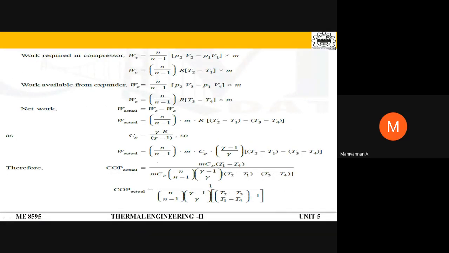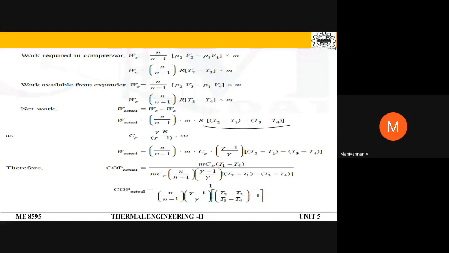We have calculated the net work done, the actual work done. We have found the compressor work, n by n minus 1, R into (T2 minus T1) into m. And similarly we have found the expansion work. Expansion work, WE, is R into (T3 minus T4). We have found compression work minus expansion work. That is this one.